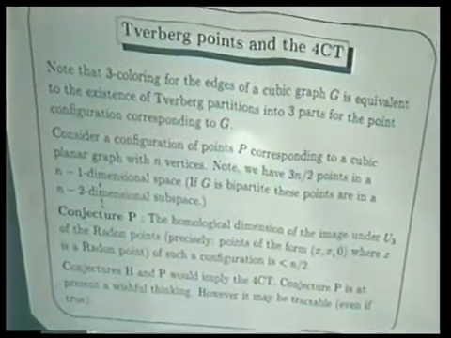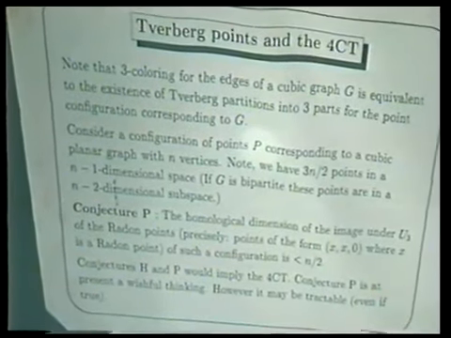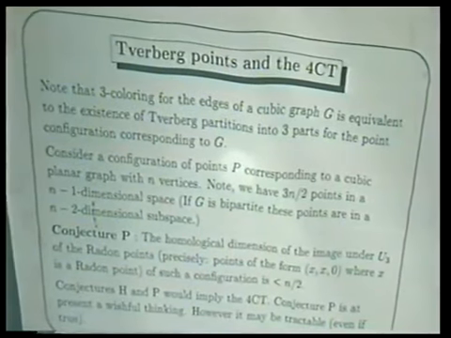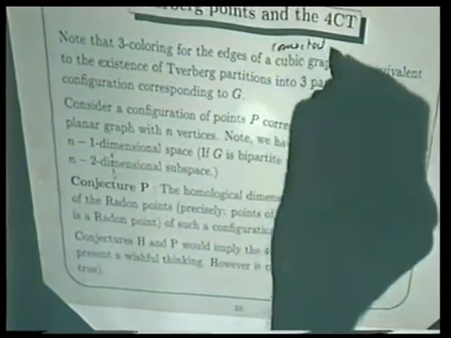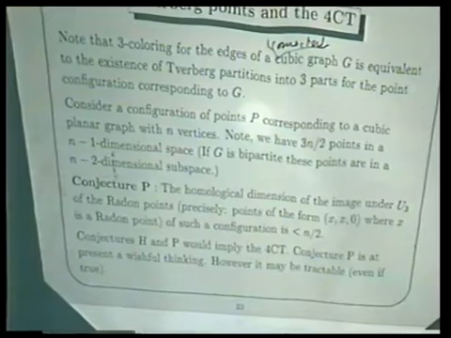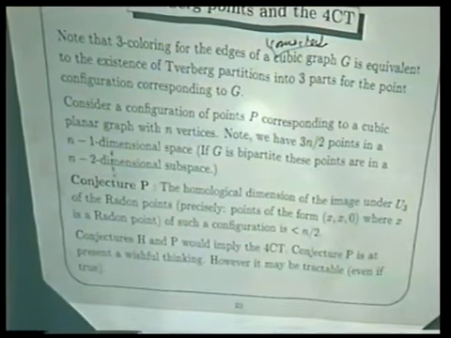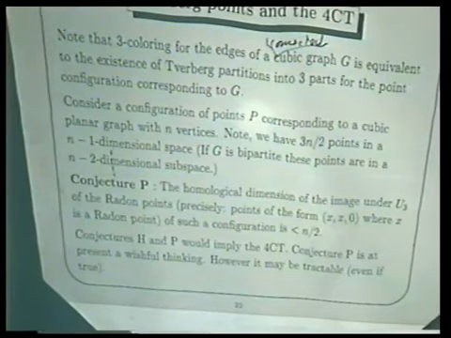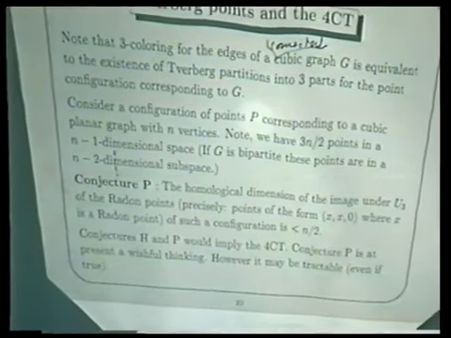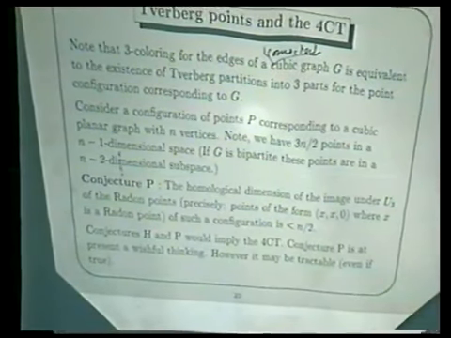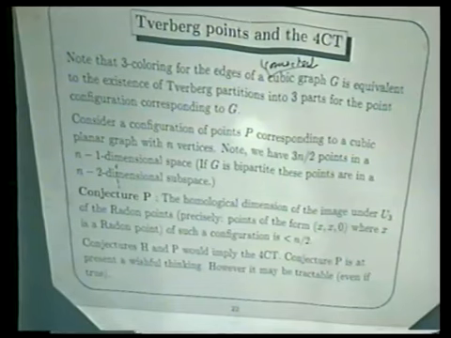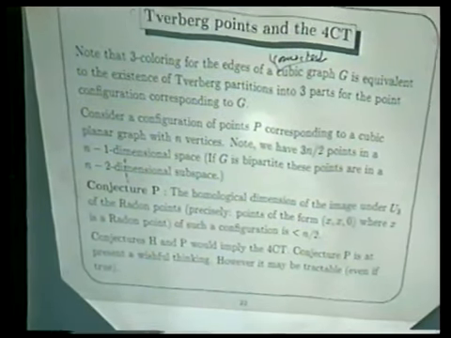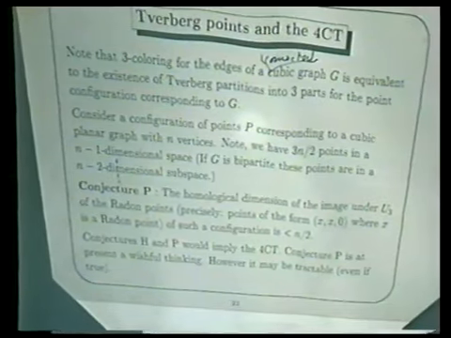And note that when you have a 3-coloring for the edges of a cubic graph, I should say connected cubic graph, this is equivalent to the existence of a Tverberg partition for the configuration of points which correspond to the graph. Now, I should mention that planar cubic graphs are very rare objects. This is related to the problem that Misha referred to in his talk, that there is only an exponential number of planar cubic graphs. The number of cubic graphs in general is something like n factorial or behavior like this. So they are very rare objects.